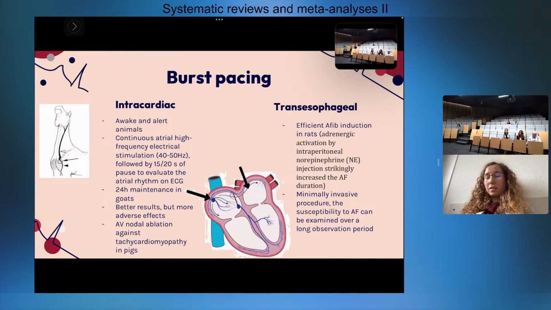Rodents were considered, until some years ago, resistant to AFib induction by electrical stimulation alone because of their small atrium and the small quantity of myocardial surface. But an experiment conducted last year discovered that adrenergic activation by intraperitoneal norepinephrine increased the atrial fibrillation duration, and so mice can be used also for analyzing different kinds of medication and their effect on causing atrial fibrillation.